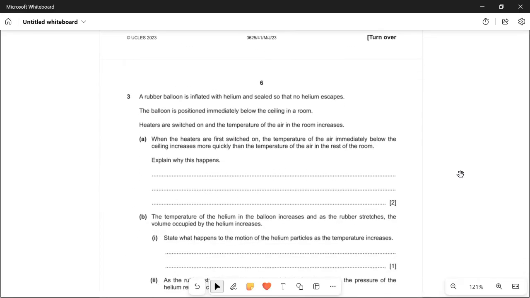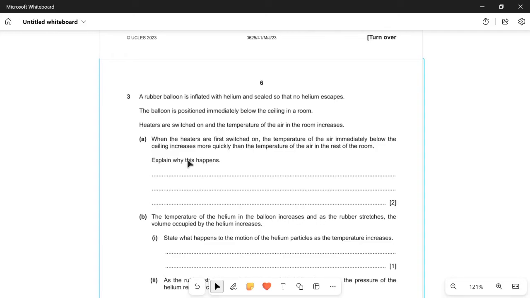Number 3. A rubber balloon is inflated with helium and sealed so that no helium escapes. The balloon is positioned immediately below the ceiling in a room. Heaters are switched on and the temperature of the air in the room increases. When the heaters are first switched on, the temperature of the air immediately below the ceiling increases more quickly than the temperature of the air in the rest of the room. Explain why this happens.